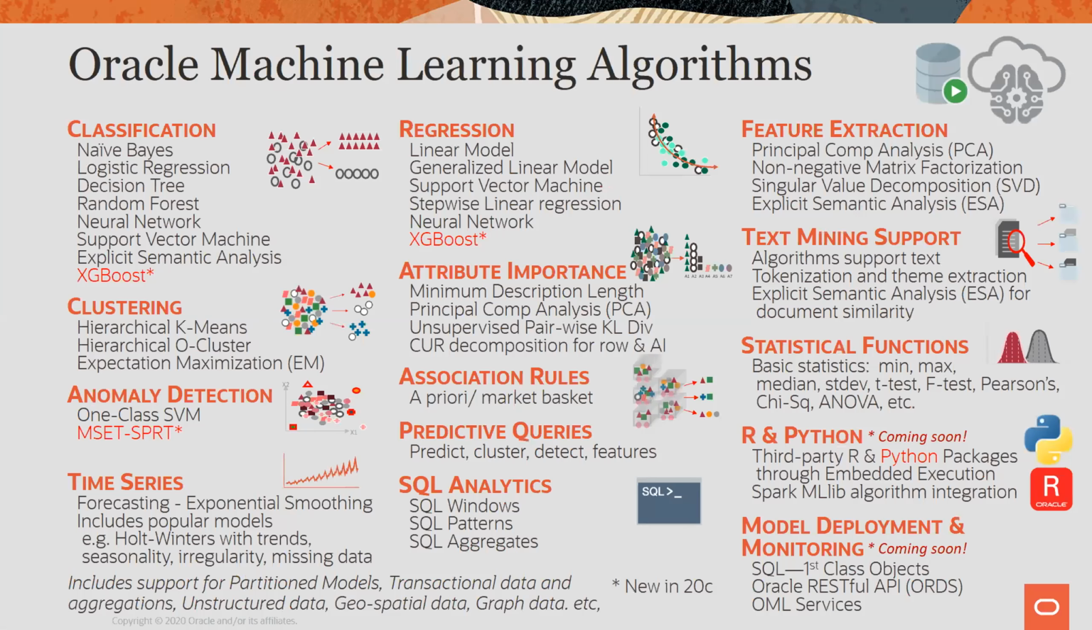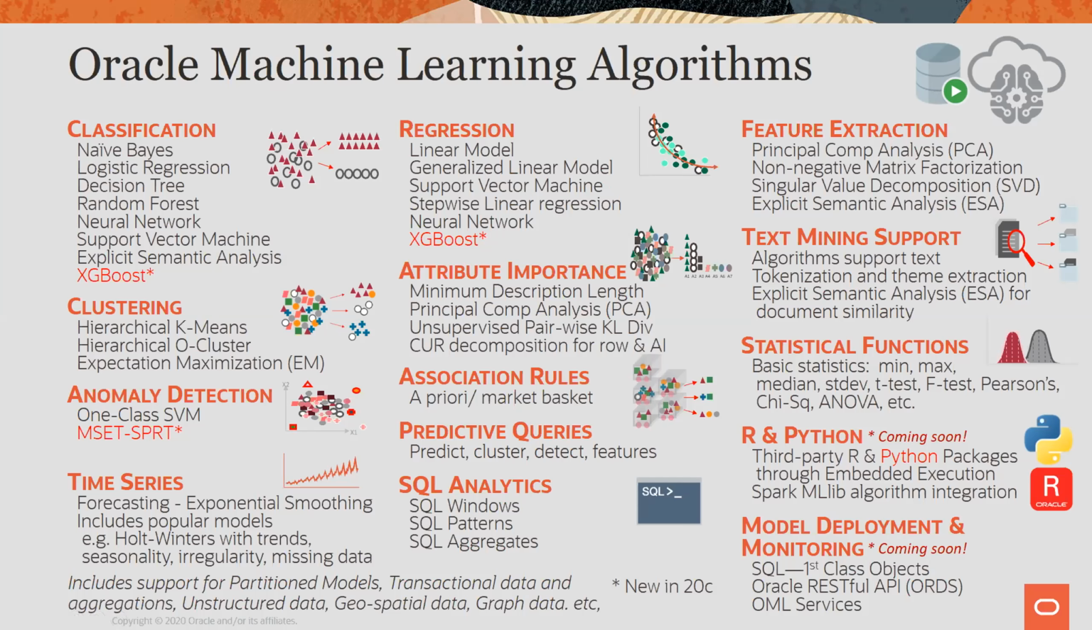In terms of the algorithms that we have at our disposal here, there's over 30 of them, and it's always growing. In the next release of the database, we're adding support for XGBoost and also MSET-SPRT for process anomaly detection. But today we're going to mostly be using the anomaly detection, the one-class support vector machine, and we're going to use some of the classification models. After Do-Hoon gives us the labeled data, we're going to come back and use the supervised learning.